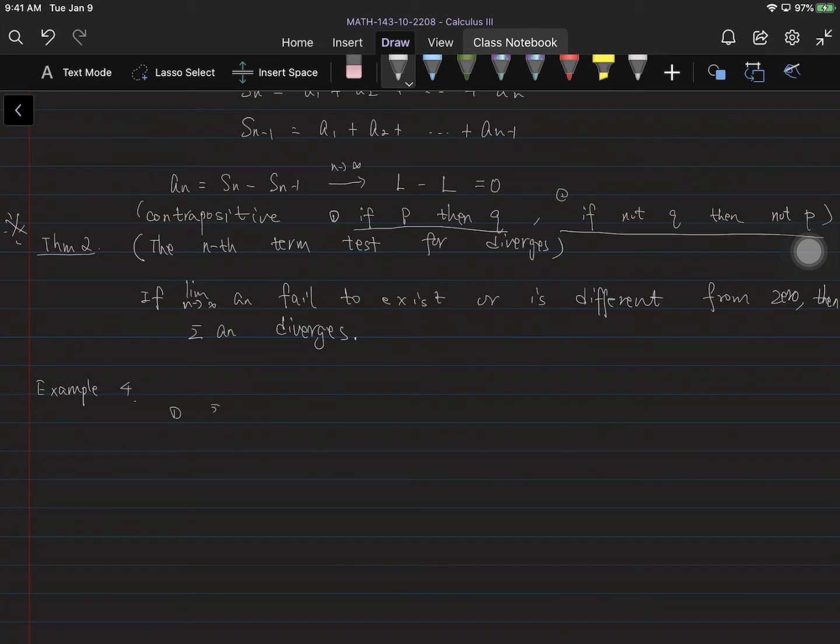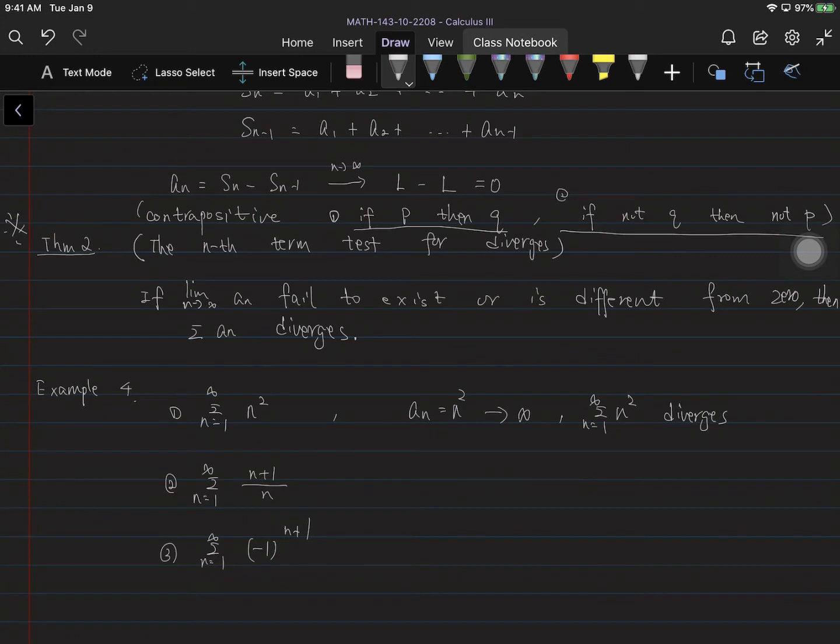The first one, the sum of n squared, n from 1 to infinity. The second one, n plus 1 over n. Now we want to see if those series converge or diverge. Let's take a look at the first one. an equals n squared. And what's the limit of an? Infinity. Because this does not go to 0, we say the series diverges. It's very easy to tell, right?